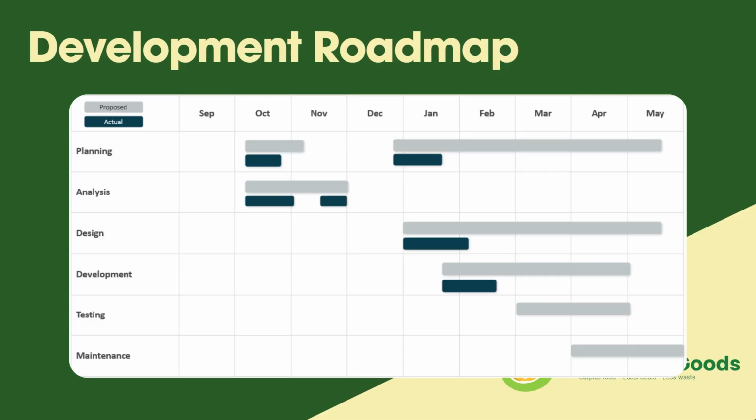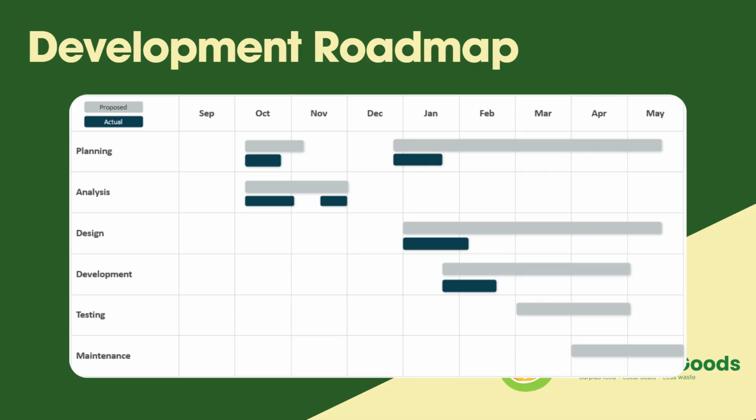So for the design, proposed work runs from January onward because design continues as we refine the system. In the actual timeline, we began design in January and pushed through into early February. This covers UI layouts, user experience flows, and preparing the system structures for development.